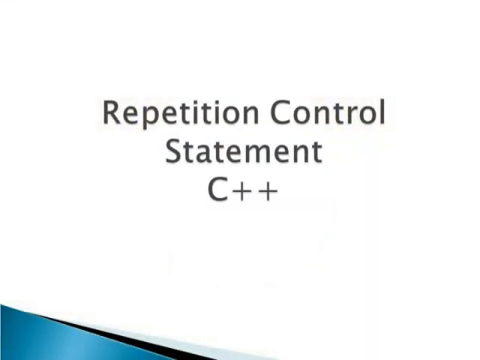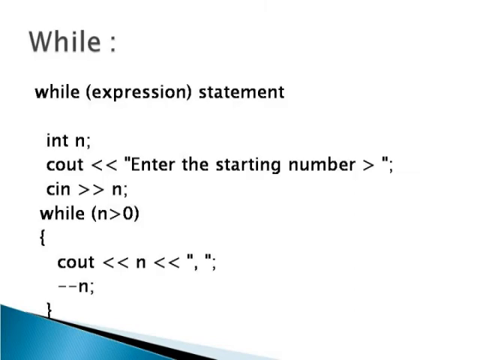Repetition control statements in C++. While example in C++. Here the user has to enter a number. When the number is greater than 0, that number will be printed, and then the number will be decremented by 1.